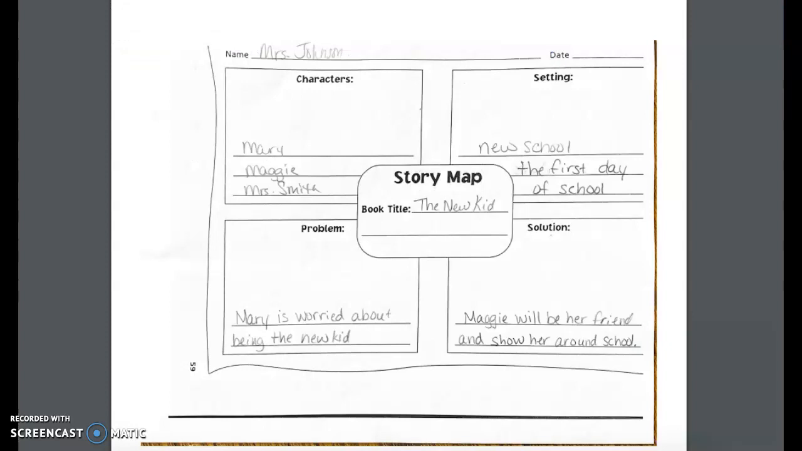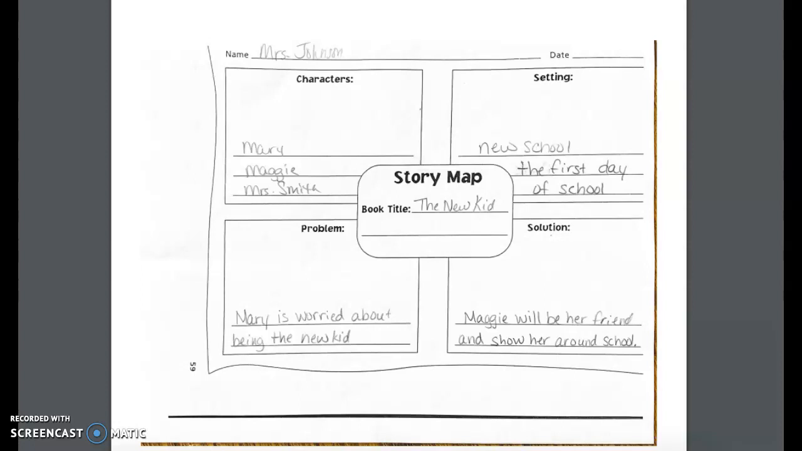So I'm going to go back to our story map. Our characters are Mary, Maggie, and Mrs. Smith. And I want to make sure that I mentioned Mary and Maggie and Mrs. Smith. And I did. The next thing I want to check is the setting. Is it clear? I think it was. They were at the school, and it was the first day of school for Mary.